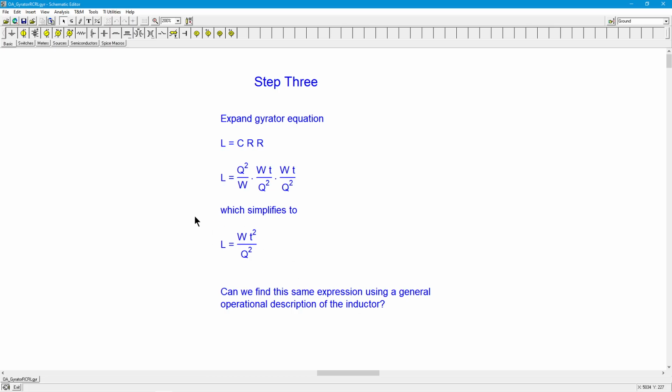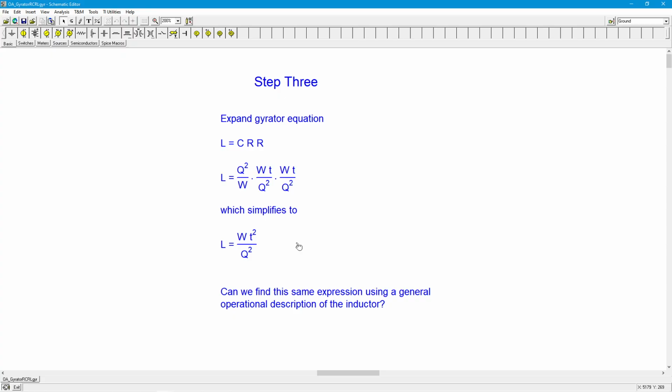Now the question is, because this is, after all, the result of this equation: do I have some other way of describing an inductance using these sorts of quantities? And it turns out an easy way to do this is an operational description. So what do I mean by an operational description?